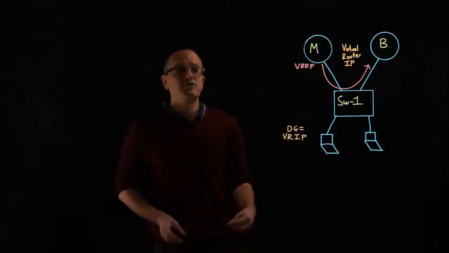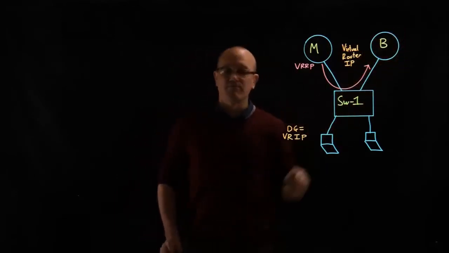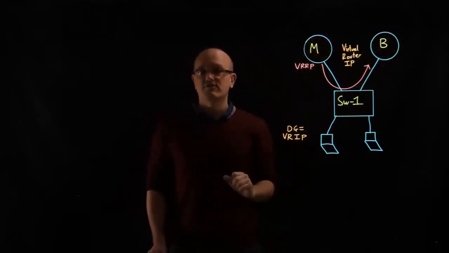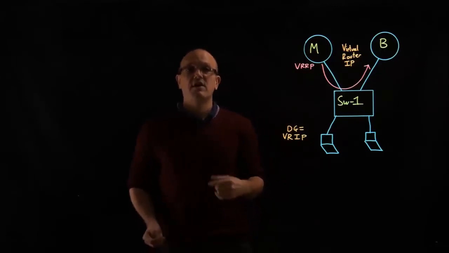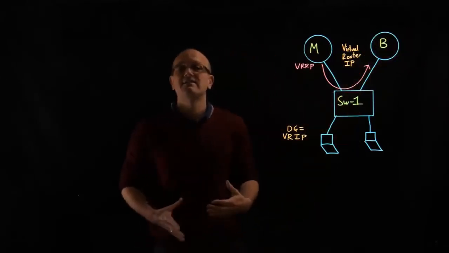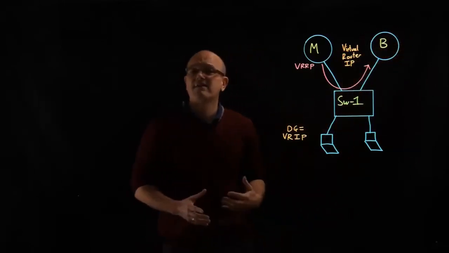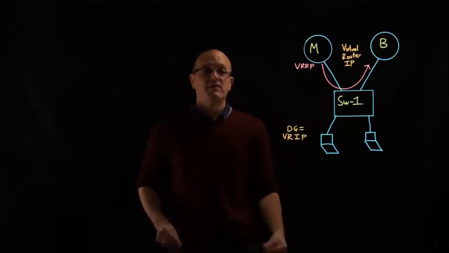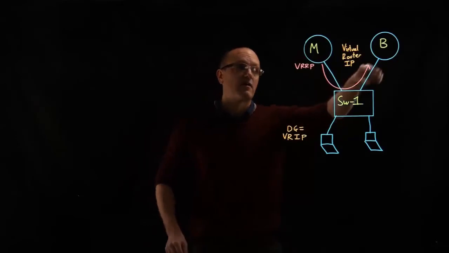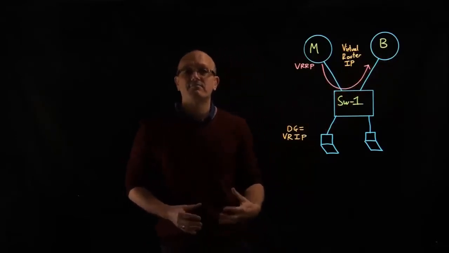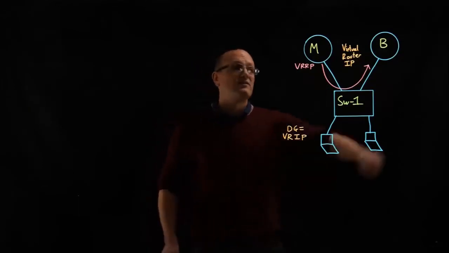In VRRP, you have a master router and one or more backup routers. The master router is sending VRRP packets out to a multicast address, and all the backup routers are listening to that multicast address. The backup routers aren't sending any packets. They don't send any packets as long as they continue to receive these VRRP packets, and the priority listed in those VRRP packets is better than the priority that they have configured.